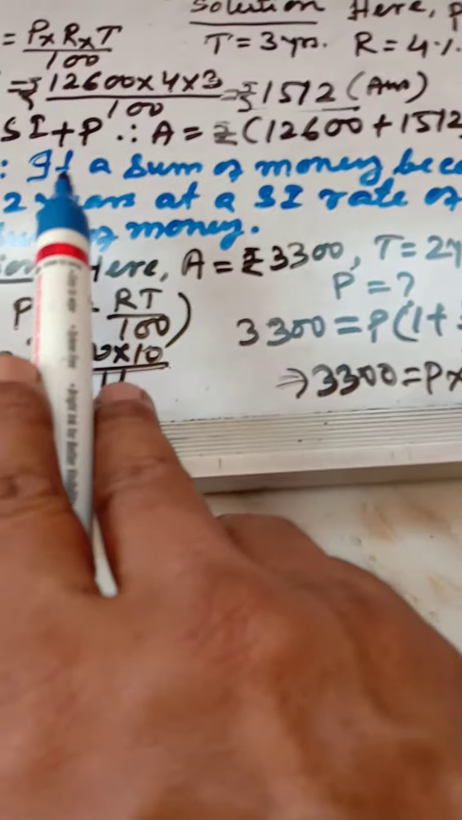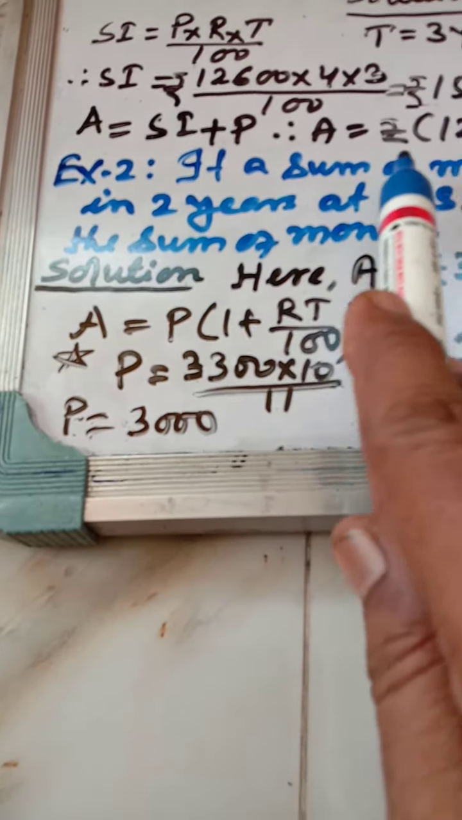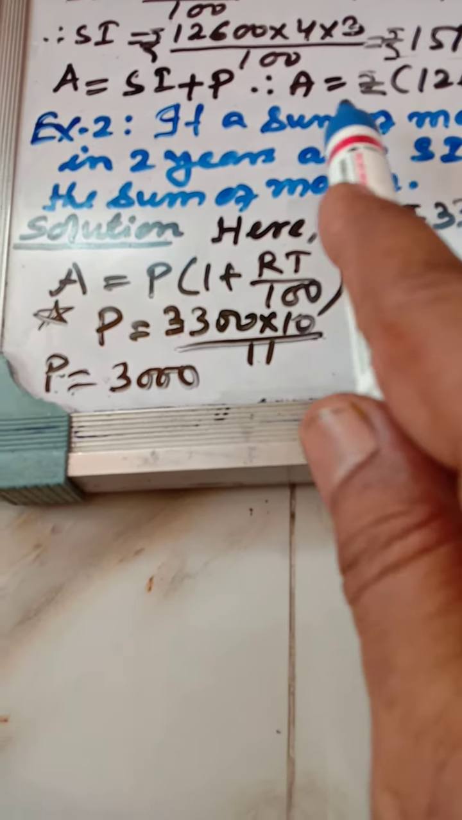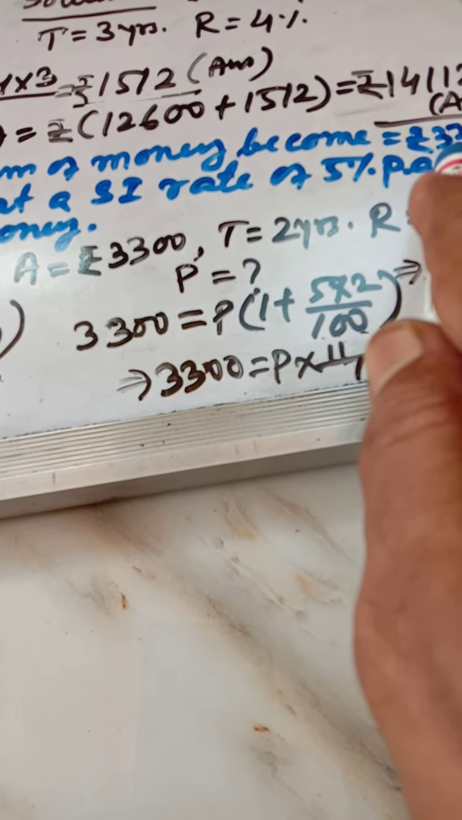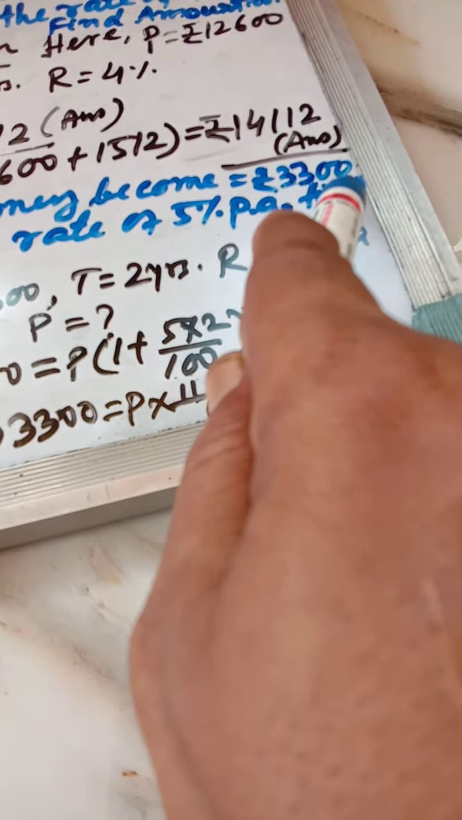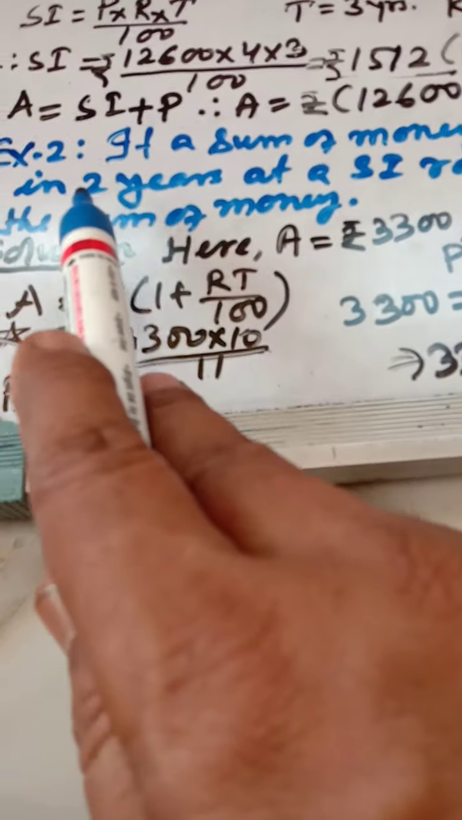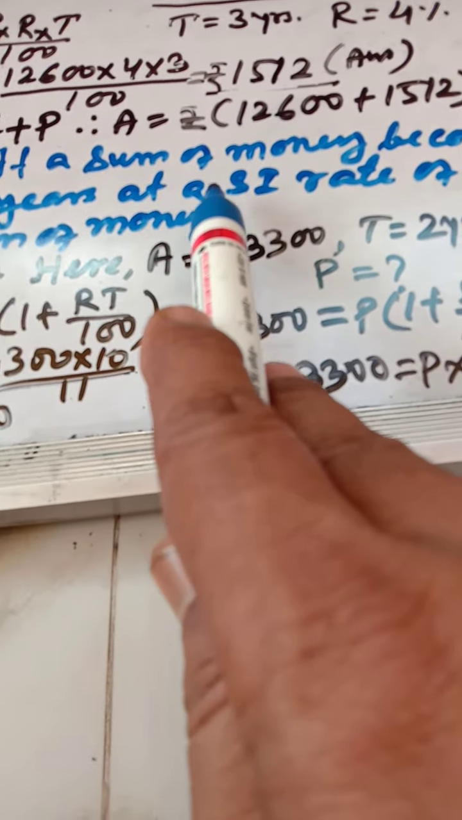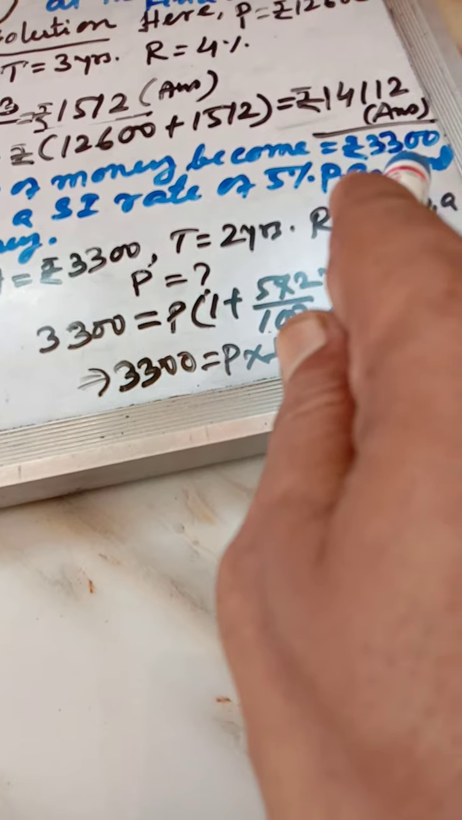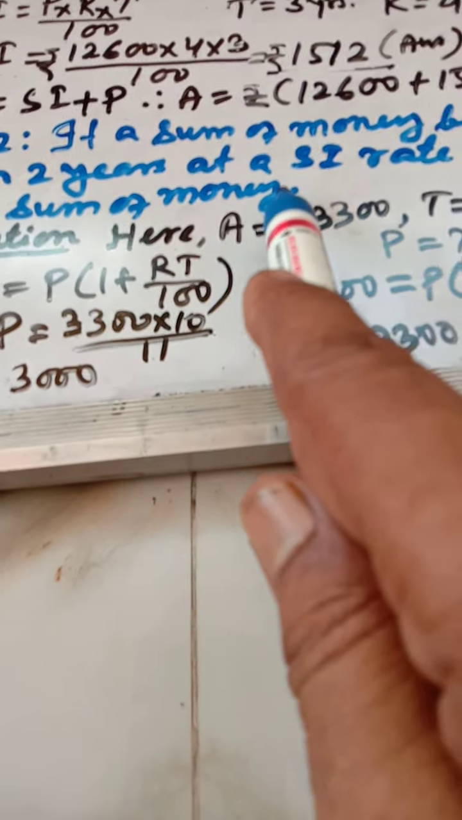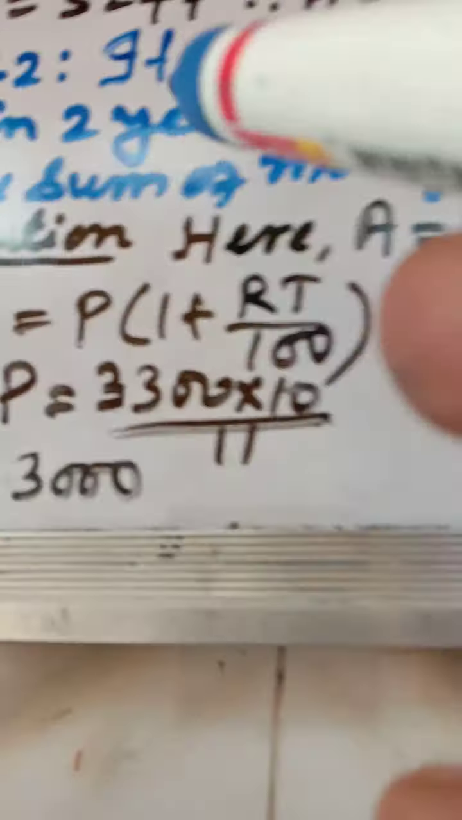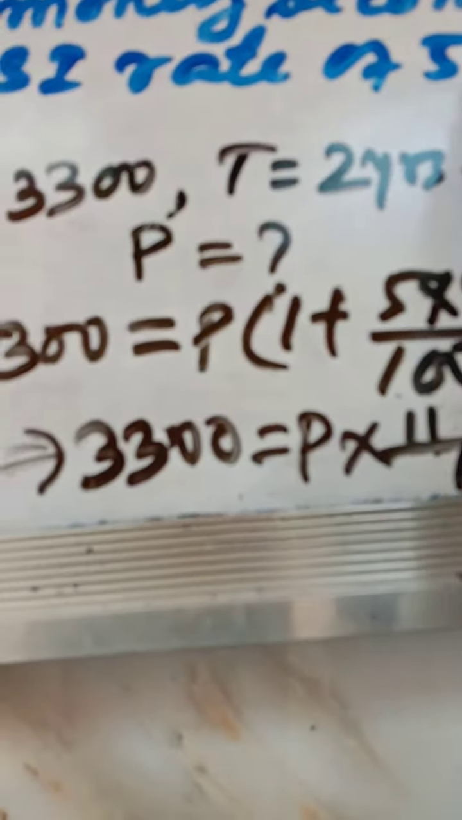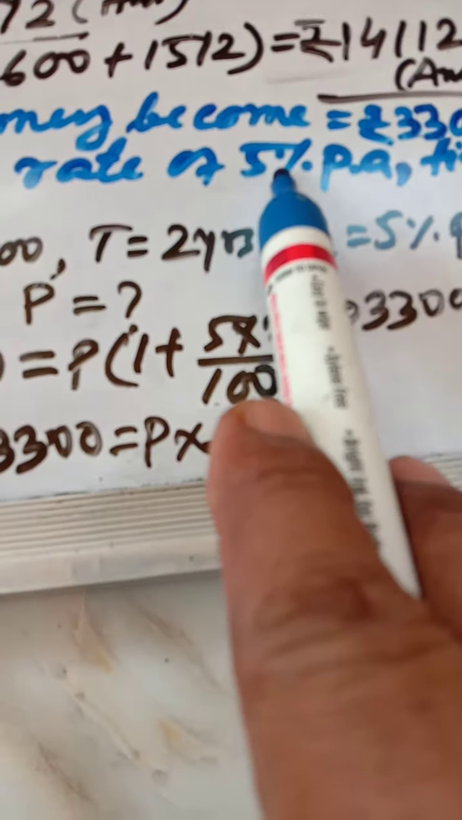Now I have taken another very simple example. If a sum of money, meaning the principal, which you do not know, becomes 33,300 rupees as the amount in 2 years, at a simple interest rate of 5% per annum, find the sum of money. So you need to find P, where A is given to you, T is given to you, and the rate percentage is also given to you.